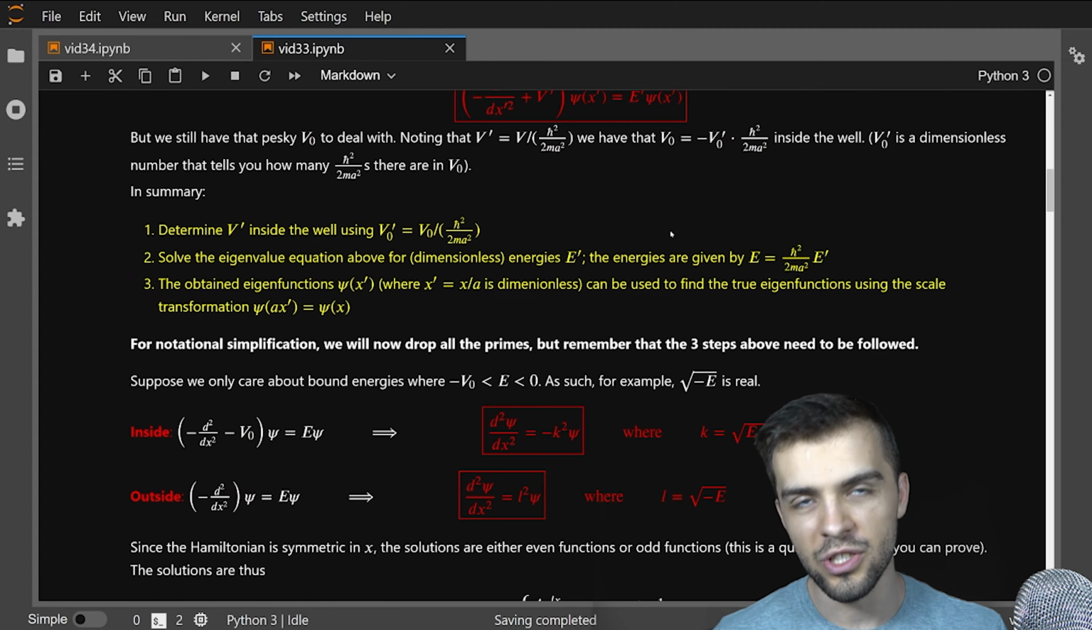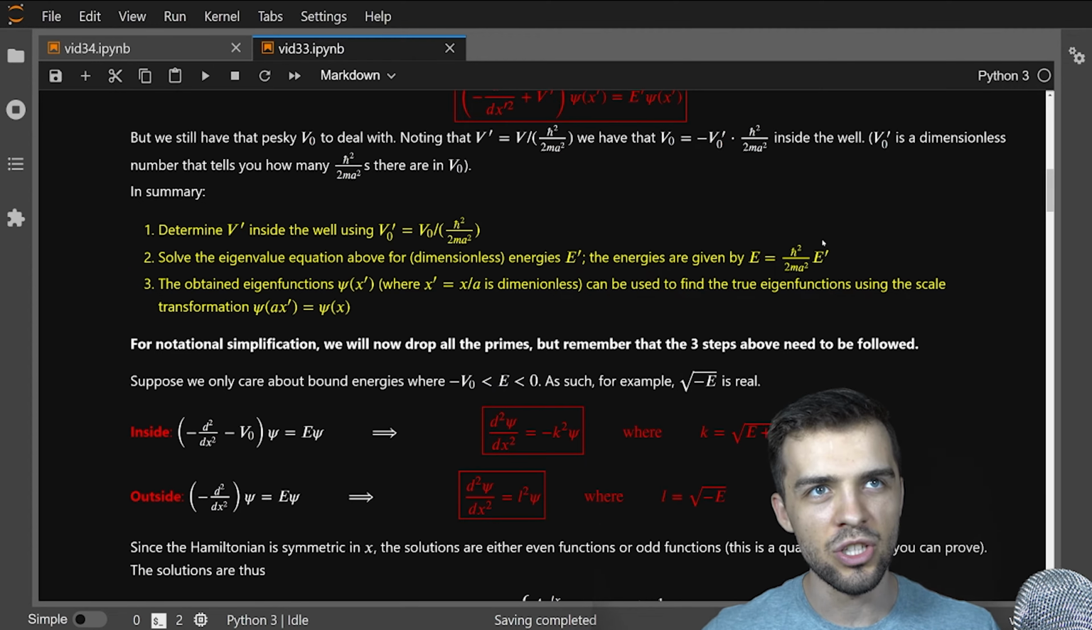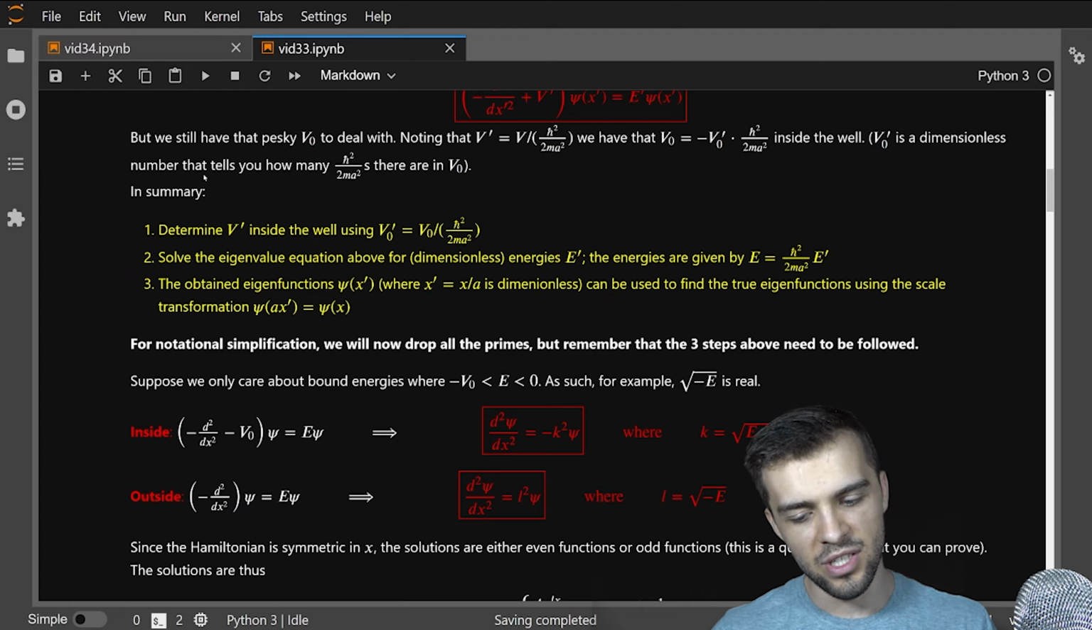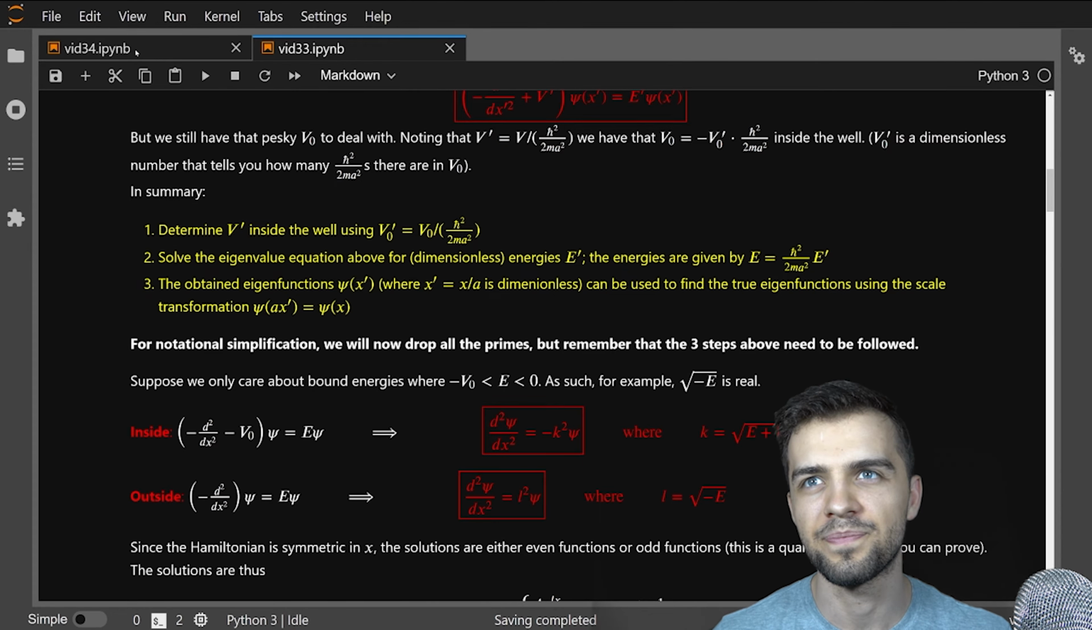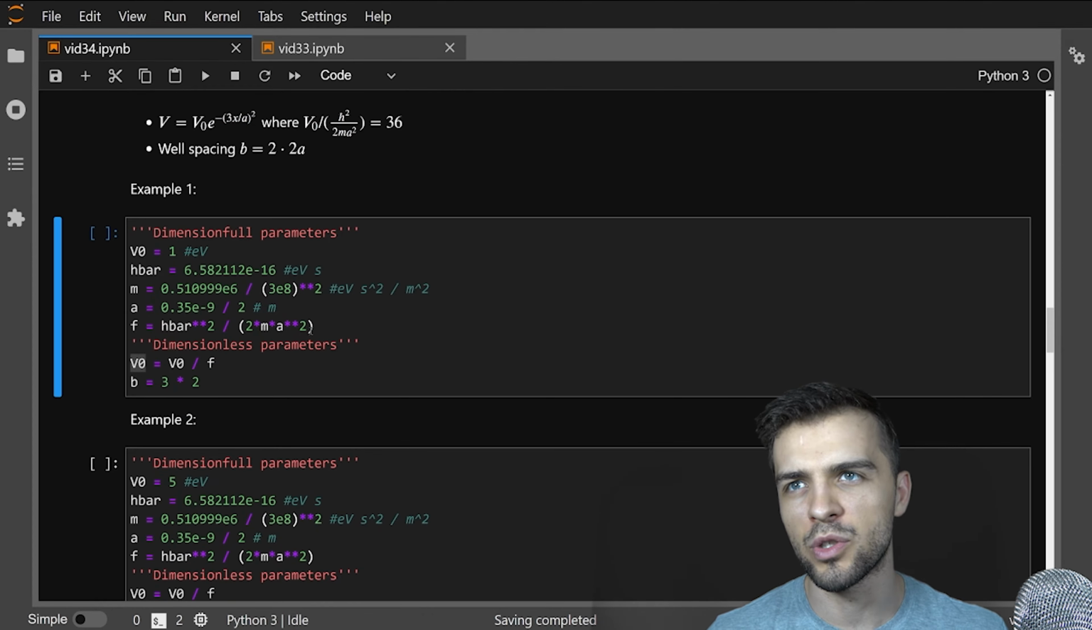And when I find the energies, in the end, I'll get my dimensionless energies E prime. I'll multiply by F to get E. Again, if you haven't seen it, watch the older video. That should be like a prerequisite to this video. So F is H bar squared over 2ma squared.